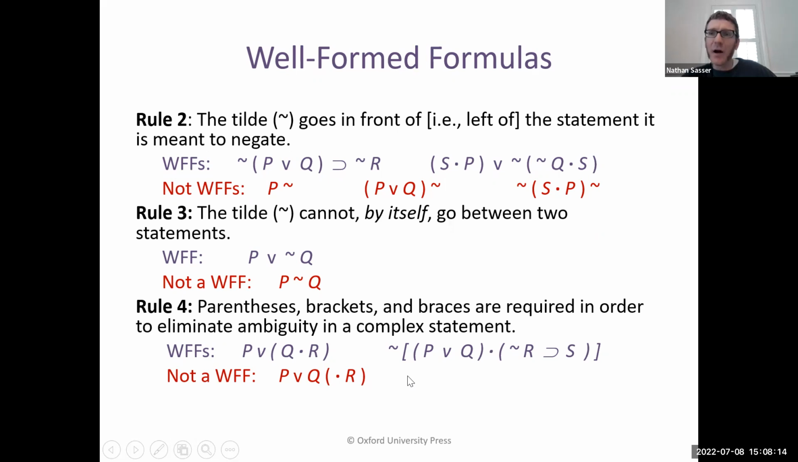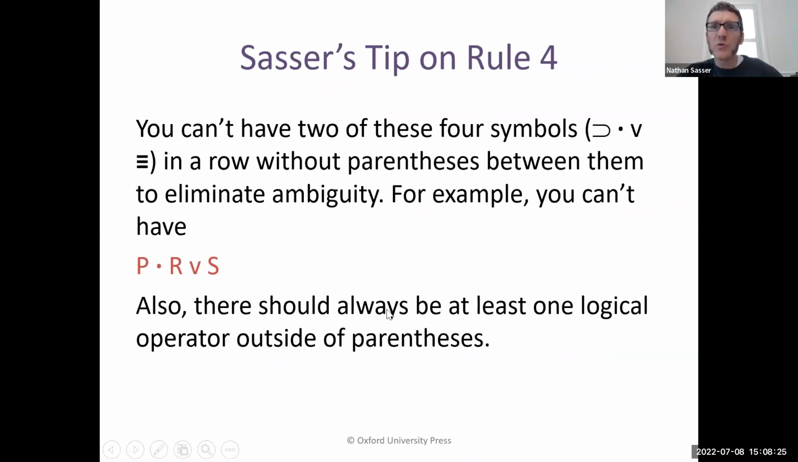Let me give you what I think is a better way of understanding rule 4. I think the way they state rule 4 here is a little bit ambiguous. It doesn't tell you really, well, how do I eliminate ambiguity? Here's the issue. Here's the tip. You can't have 2 of these 4 symbols, that is horseshoe, conjunction, wedge, triple bar. You can't have 2 of them in a row unless you have parentheses between them to eliminate ambiguity.